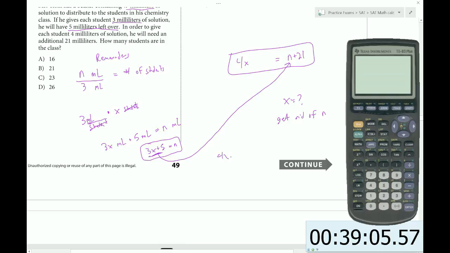So we get 4x equals 3x plus 5 plus 21. So we get 3x plus 26. We subtract 3x from both sides. We get x equals 26. And that's answer choice D.